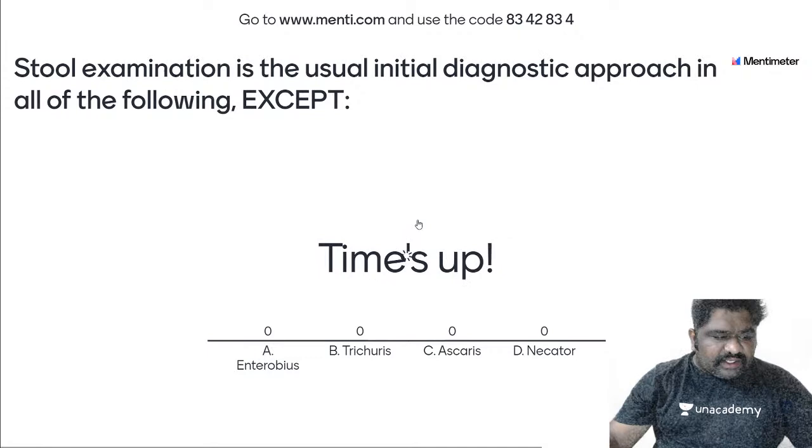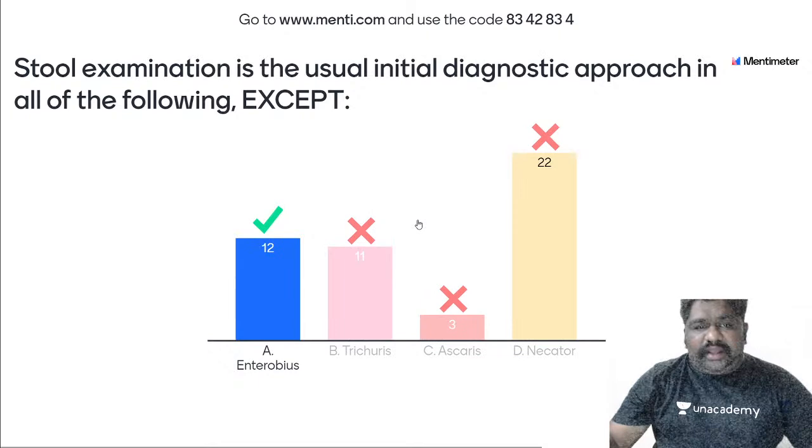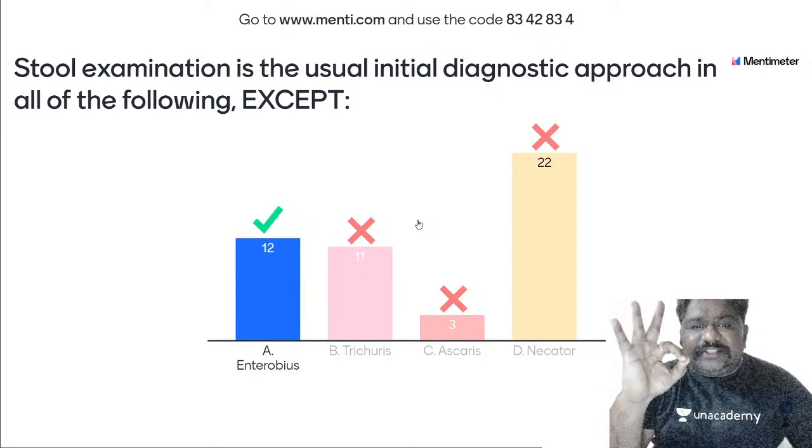So the right answer would be Enterobius vermicularis. Why? Because whenever you're going for the initial diagnostic approach in the stools, you're looking for the eggs of Enterobius vermicularis, which can look like lens or coffee bean shaped, which are absolutely crystal clear.